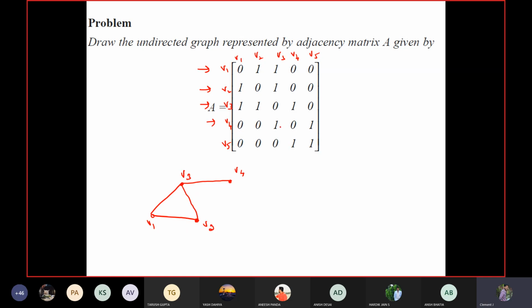V4 has connections with V3 and V5. V4 with V3 is finished. The last one, V5, is needed, so I should create one more vertex, V5, and connect V4 with V5. This is also the last row. V5 has a connection with V4, which is finished. The last one: V5 is connected to V5 itself. Any guess? Self loop. Very good. So this is the corresponding graph of this adjacency matrix. Any doubt up to this?